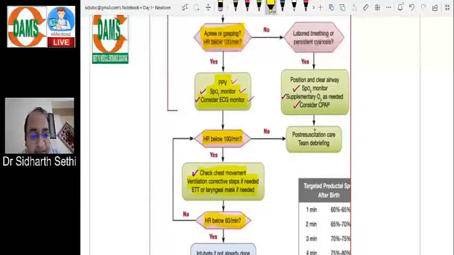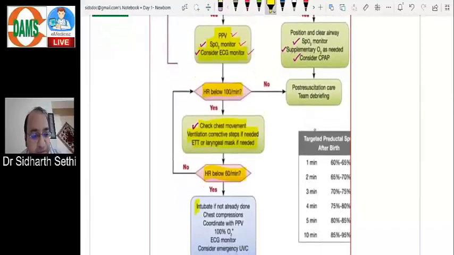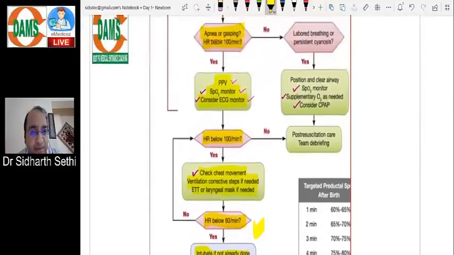Now if heart rate is still below 60, that's an indication for intubation. I'll repeat this because this has not come in your exam, but this is likely to come in your exam. So remember, if heart rate is still below 60, that's an indication for chest compressions. Intubate if not done till now. Now is the time to add 100% oxygen. ECG monitoring, and consider emergency umbilical venous catheter placement.